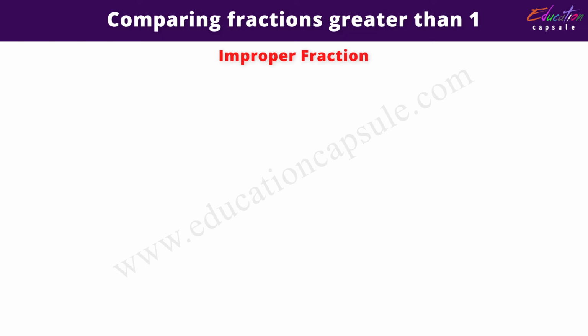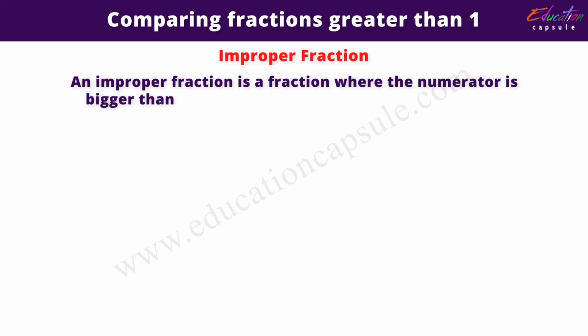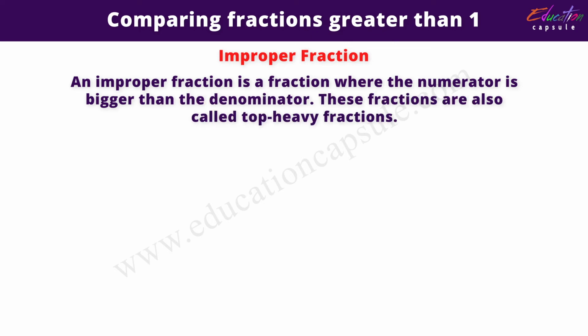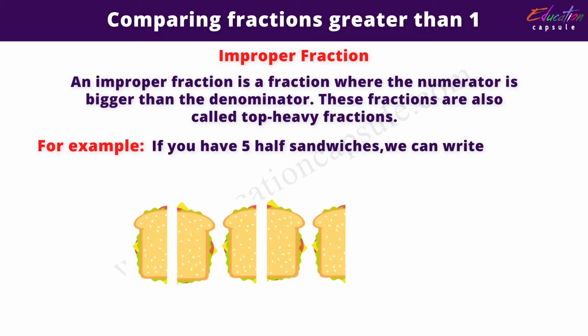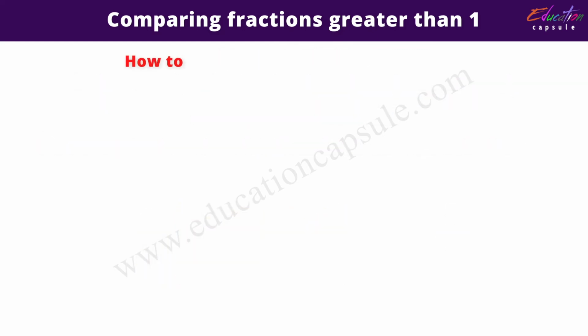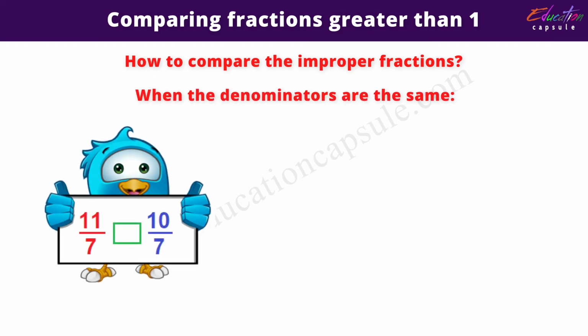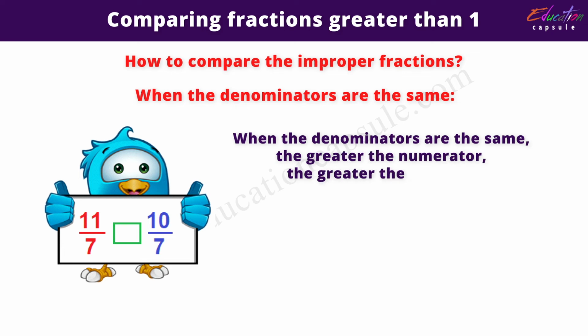Improper fractions. An improper fraction is a fraction where the numerator is bigger than the denominator. These fractions are also called top-heavy fractions. For example, if you have 5 half sandwiches, we can write it as 5 halves. How to compare improper fractions? When the denominators are the same, the greater the numerator, the greater the fraction. That means 11 out of 7 is greater than 10 out of 7.